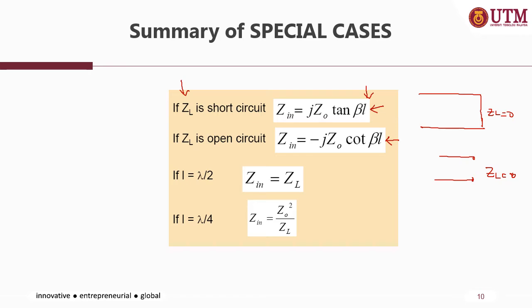And if L equals lambda over 2, we have seen earlier that ZL equals Zin, so there's no change in the load impedance regardless of the changes in the Z0. And if L equals lambda over 4, the Zin will be equal to Z0 squared divided by ZL.